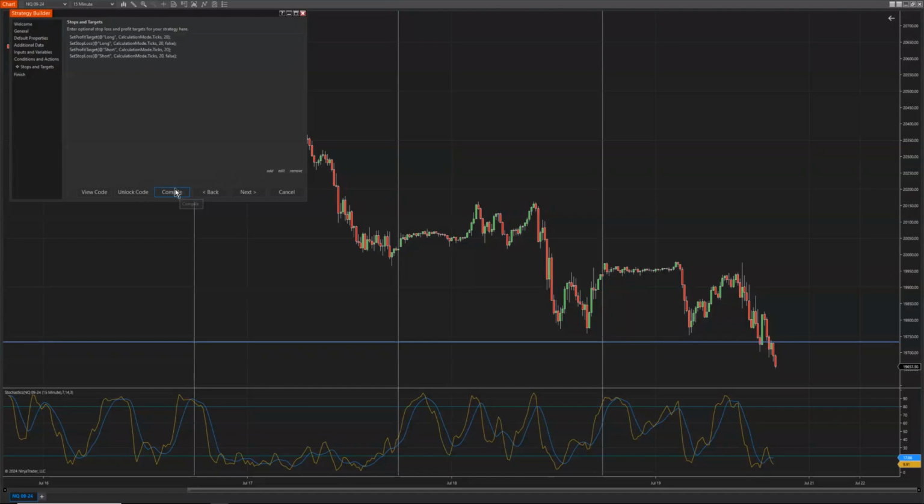I can unlock the code, give it a second. NinjaTrader is just being super slow today. I don't know if the outage has been affecting it or not. I don't know if you guys have noticed that, but let's unlock the code so we can do some more stuff with it.